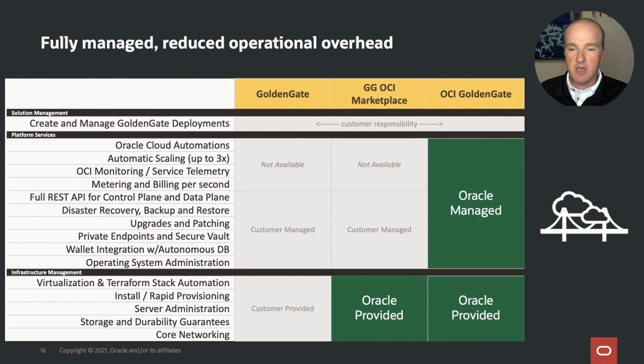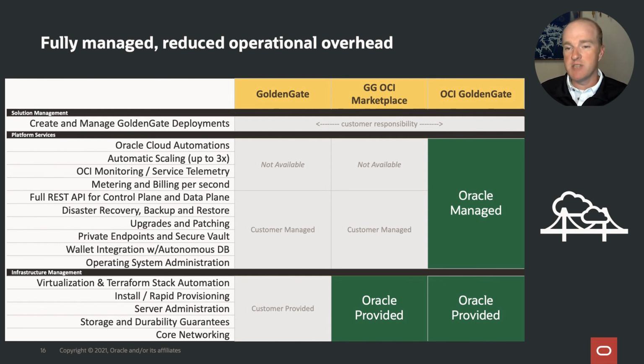We released GoldenGate on OCI Marketplace not too long ago, and that was really to help with the infrastructure management. So Oracle is in charge of storage, durability guarantees within the storage, the installation, the terraforming of that instance. But once it's up and running, you as a customer are responsible for all the platform services. Additional OS upgrades and patching to GoldenGate, all of the monitoring that you may need to do. Any scaling would require a change to the underlying marketplace image itself.